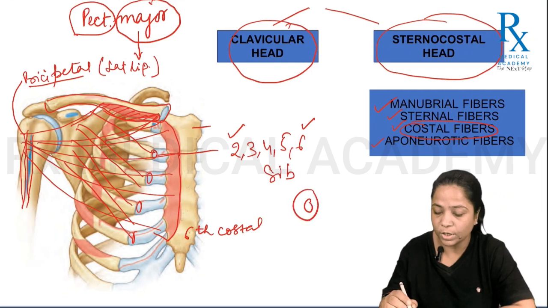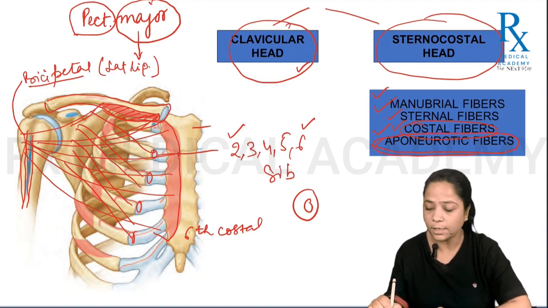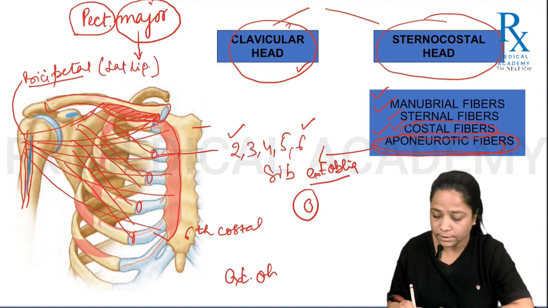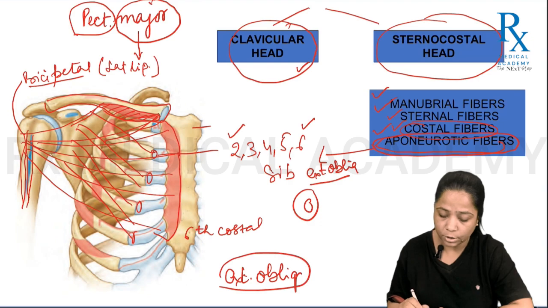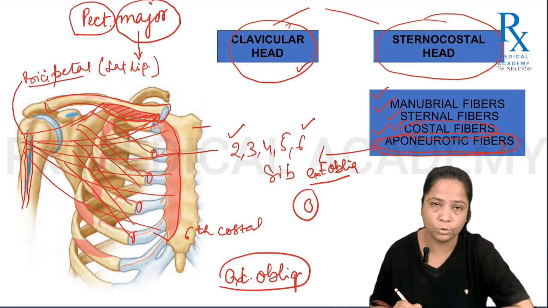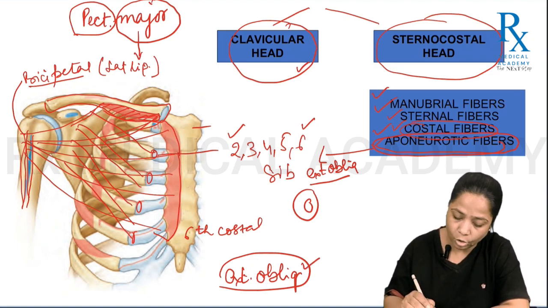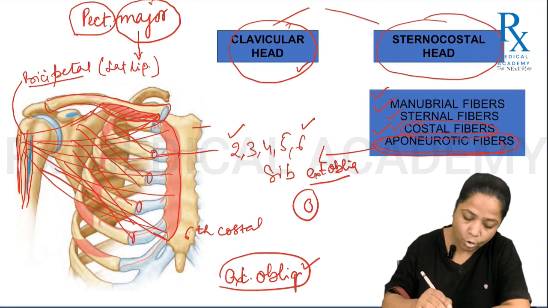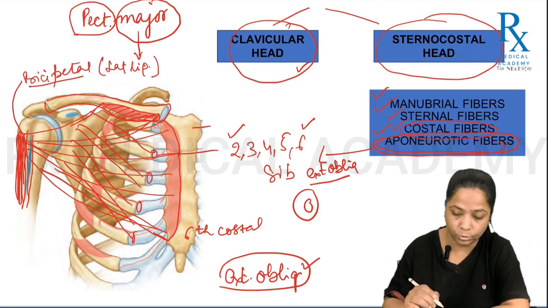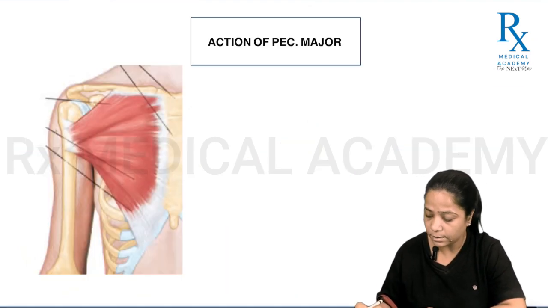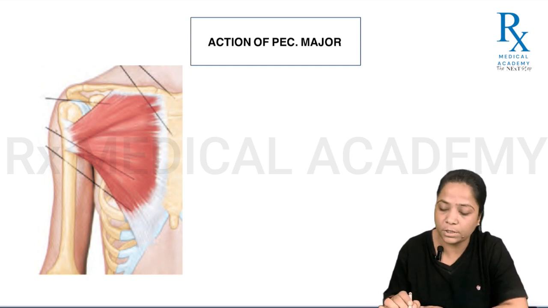So the origin is from different parts of the clavicle, the sternum, the costal cartilages, and the aponeurotic fibers. These aponeurotic fibers arise from the external oblique muscle, which is a muscle of the anterior abdominal wall. So some fibers of the pectoralis major also arise from the aponeurosis of the external oblique muscle, and all these fibers go and insert on the lateral lip of the bicipital groove. So this is the origin and insertion of the pectoralis major muscle. In the next slide, we will see how this pectoralis major muscle acts.